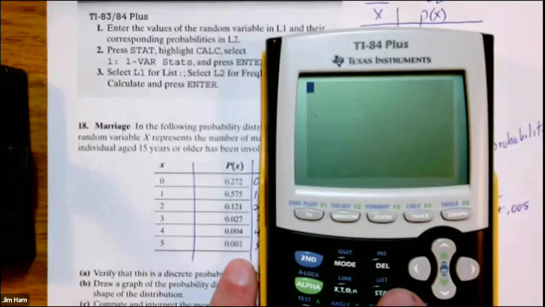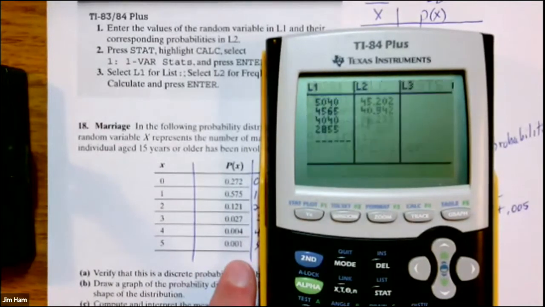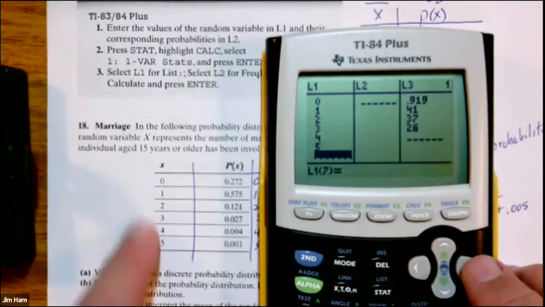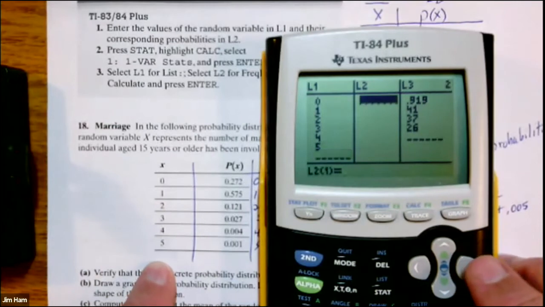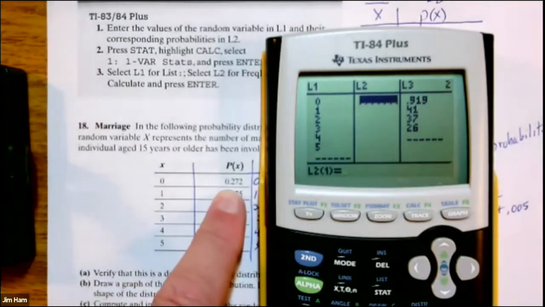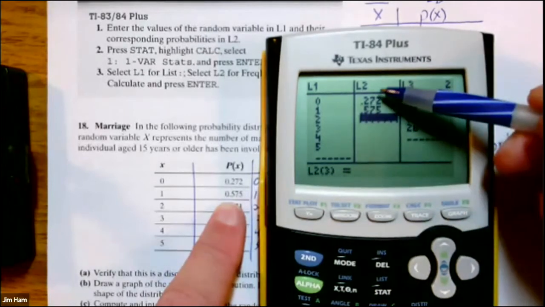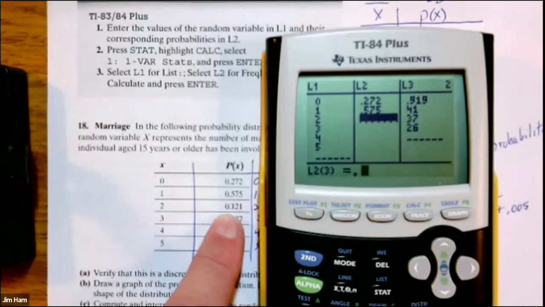So we're going to go to Stat, and then Edit, clear out the lists that are there, and then enter all of our possible outcomes, 0 through 5. And then write down the corresponding probabilities. And this is new because normally, I think we did a little bit of this when we were doing weighted means, but for the most part, if we had a frequency list, we actually put whole numbers in here. Now we're putting probabilities.